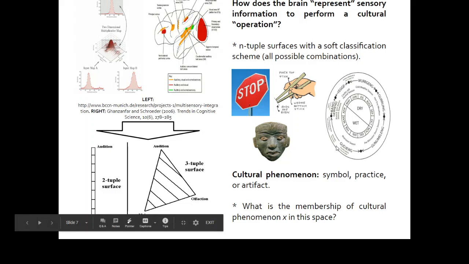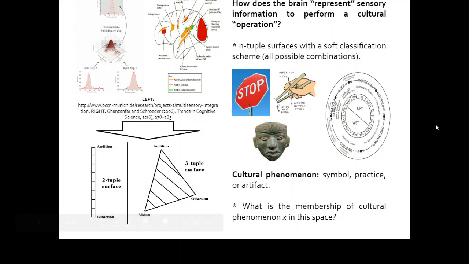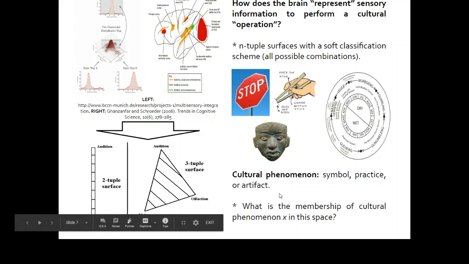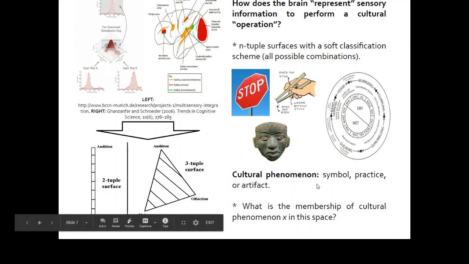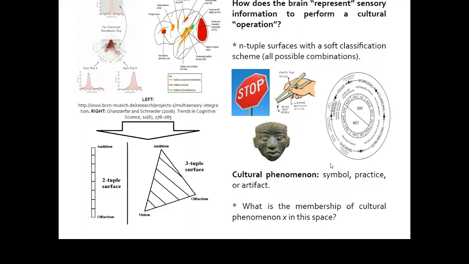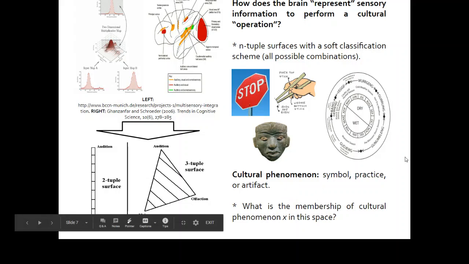We can use different higher level concepts to also classify things, represent them. And so cultural phenomena is a symbol, a practice, or an artifact. We can classify artifacts like chopsticks or a mask or a stop sign. We can look at practices like seasonality, or things in relation to seasonality, like it could be planting crops, or it could be if you're playing basketball, you don't play basketball maybe in one season versus another. So we can do these things, and the question you have to ask is, what is the membership of cultural phenomena X in this space?